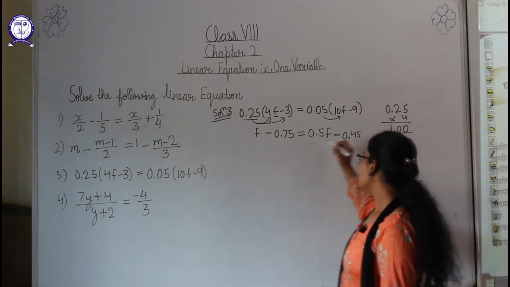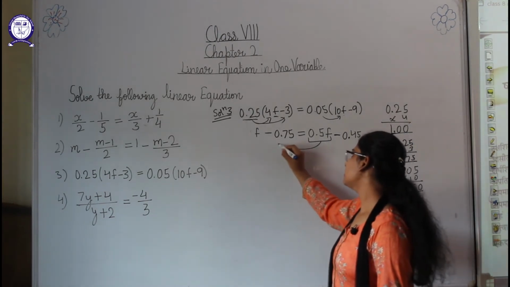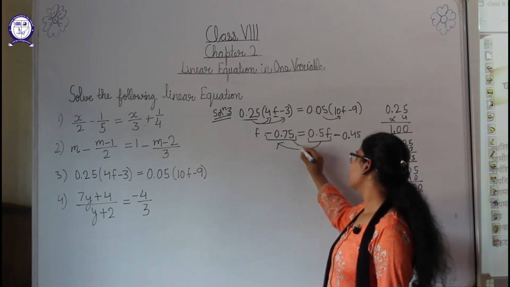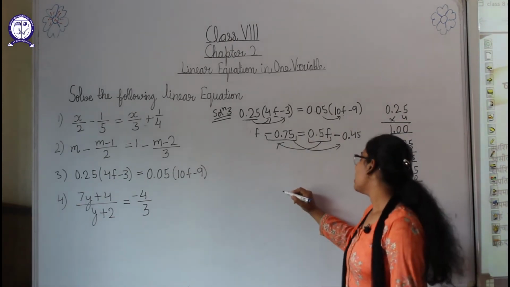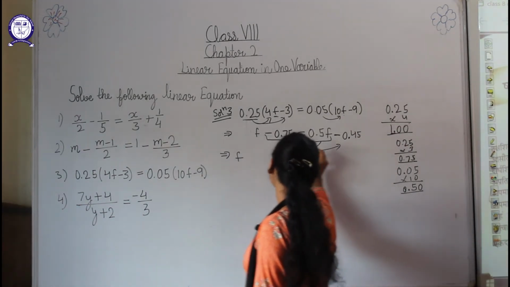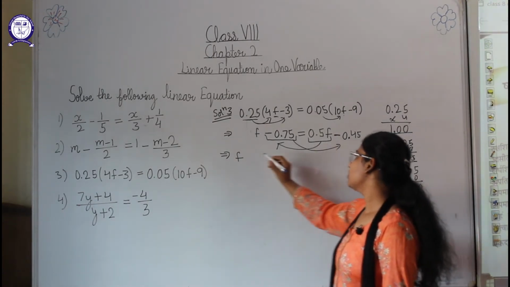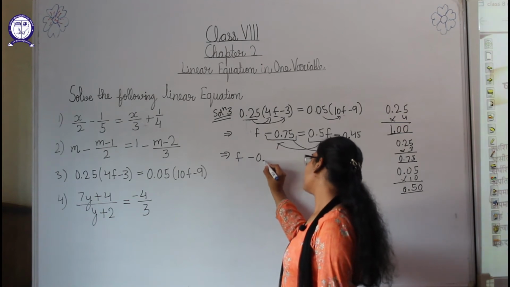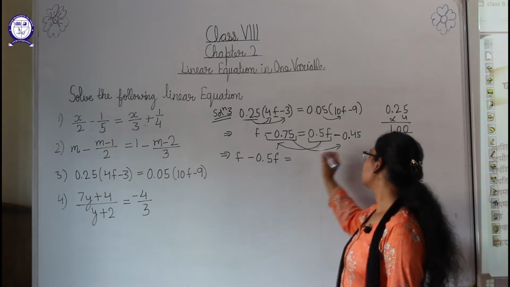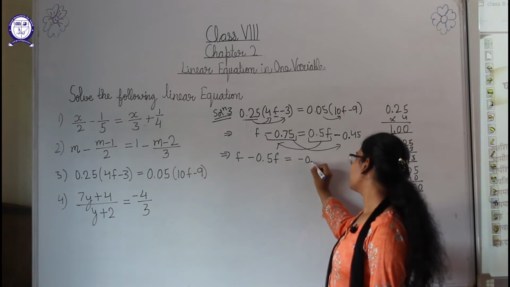Okay, now here this term is of variable, so we have to take this term to that side, and as this term is constant one, so we will take to that side. Now here is f, so we will put f as it is. Now as we are taking this is positive 0.5f, so it will be negative 0.5f. Here is equals to sign, so we will put equals to sign. Here it is minus 0.45, so we will write minus 0.45.